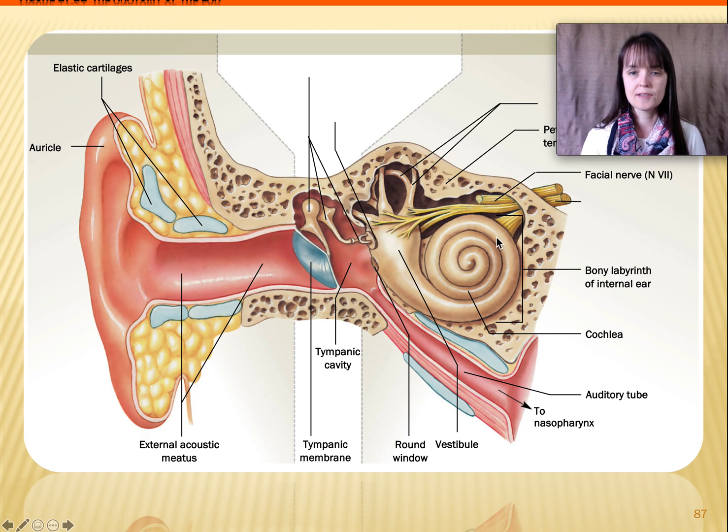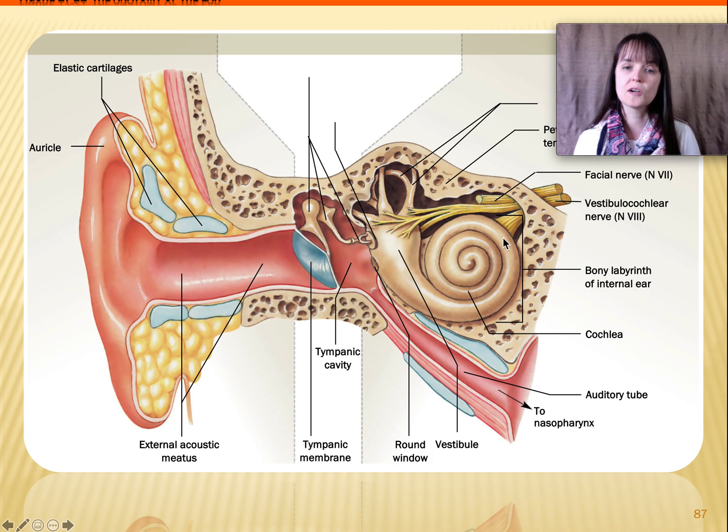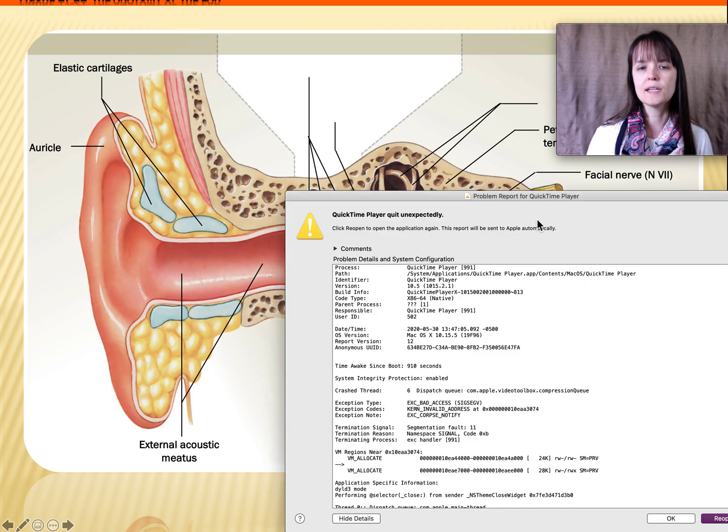And then we have this nerve, the vestibulocochlear nerve. This includes part from the vestibule and the cochlea.